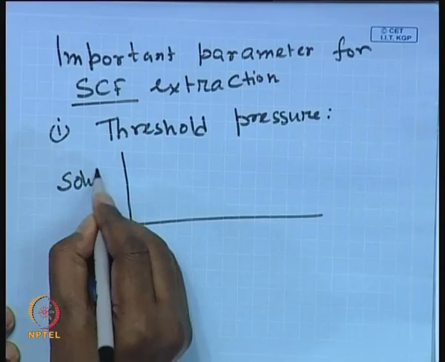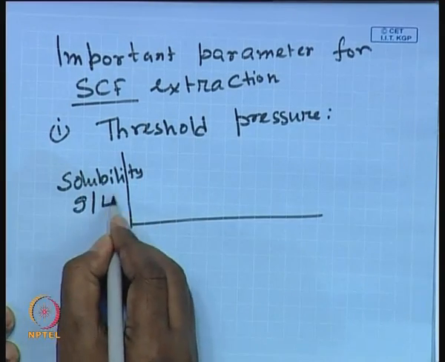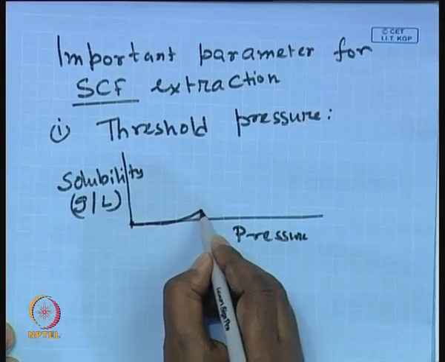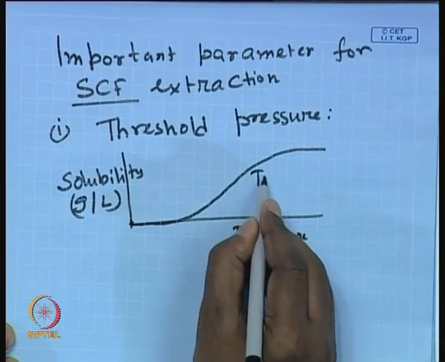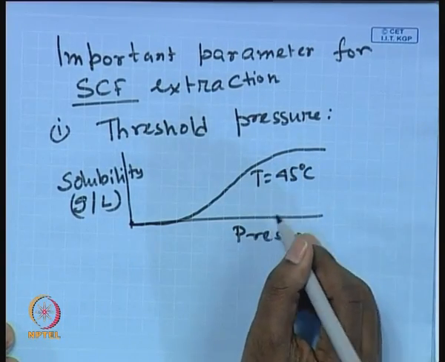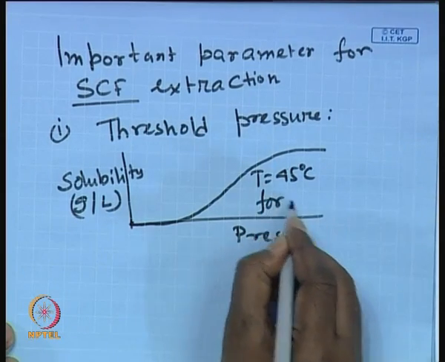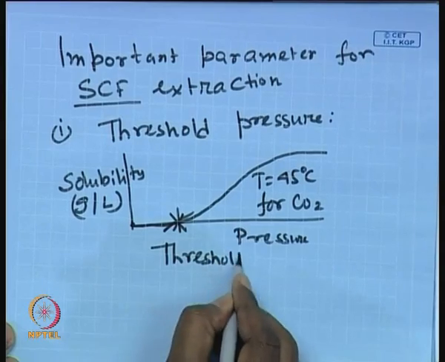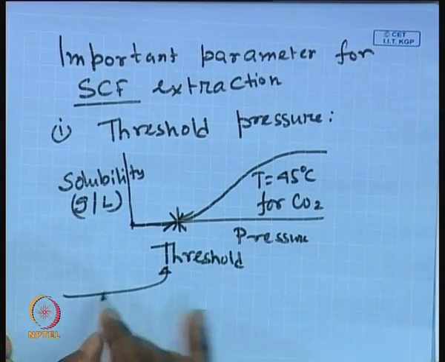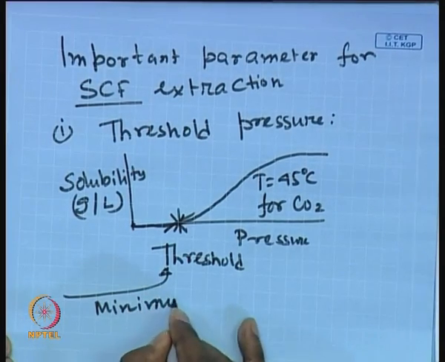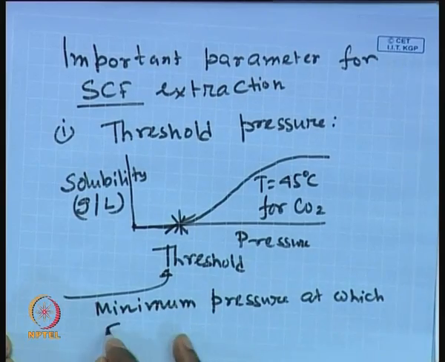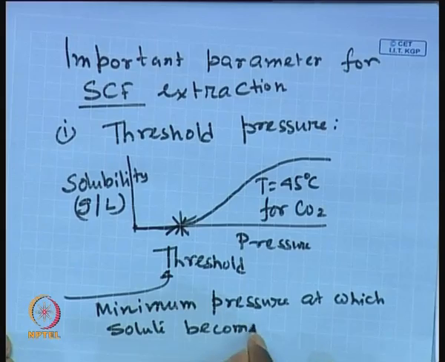that particular pressure is known as the threshold pressure. So, if you plot the solubility curve, let us say in gram per liter versus pressure, then beyond a particular pressure the solubility starts. This is the solubility curve at 45 degrees centigrade for carbon dioxide. This particular pressure is called the threshold pressure. This threshold value basically indicates the minimum pressure at which the solute becomes miscible.